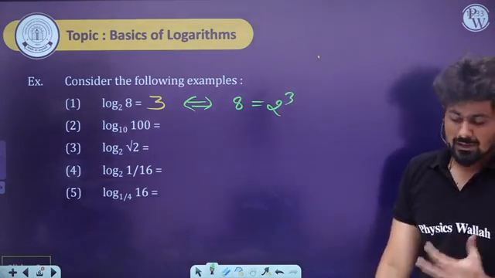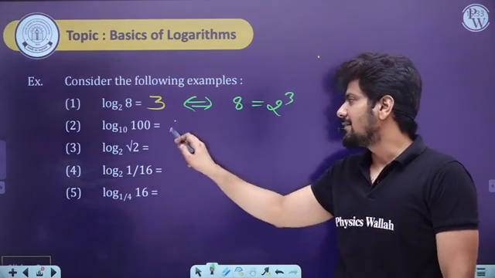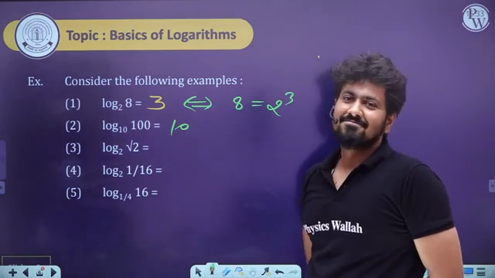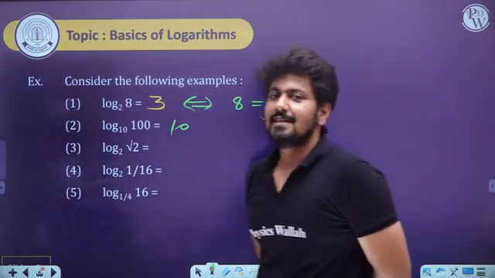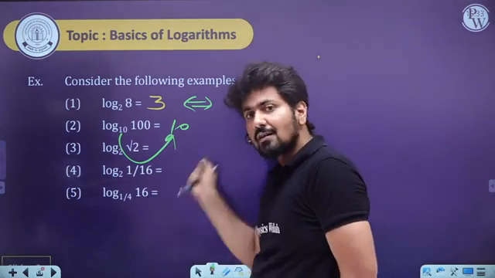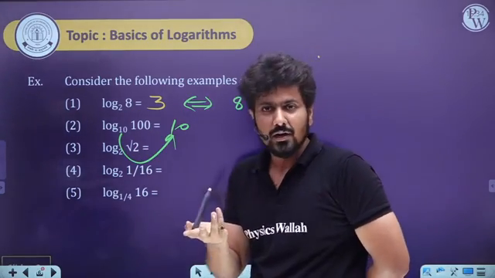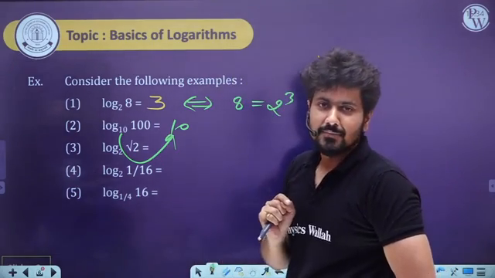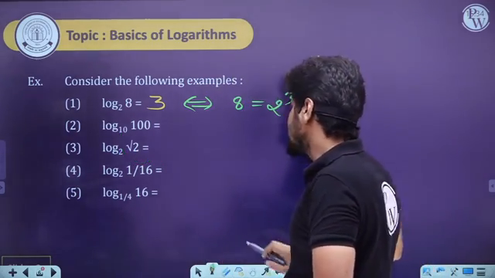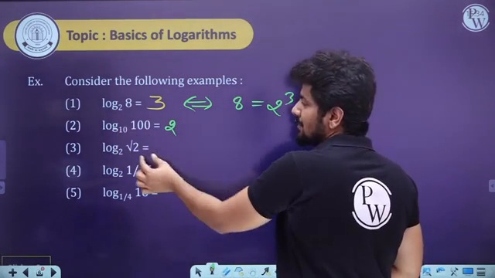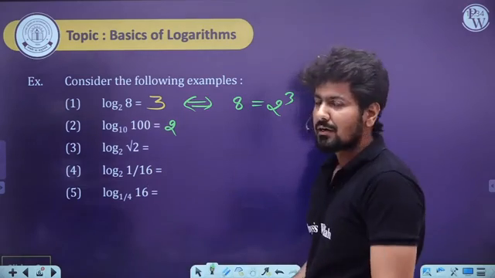Okay, many students make this mistake that they give the answer as 10. Are you getting the answer as 10? No, 10 should not be the answer. 10 raised to the power 10 is not equal to 100. 10 raised to the power 2 is equal to 100. You get it? The base 10 should be raised to the power 2 to get this number 100.